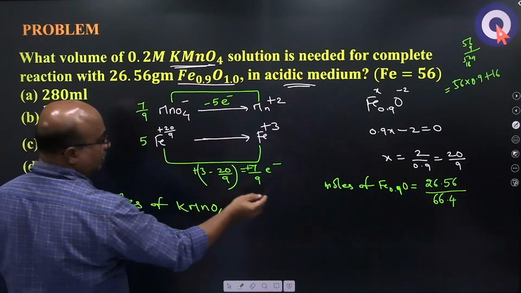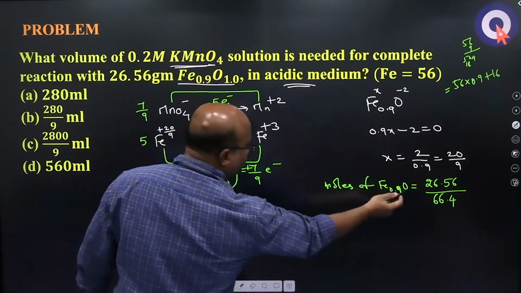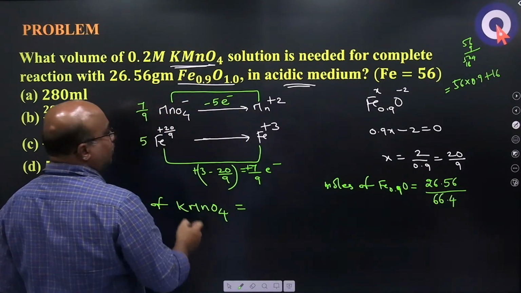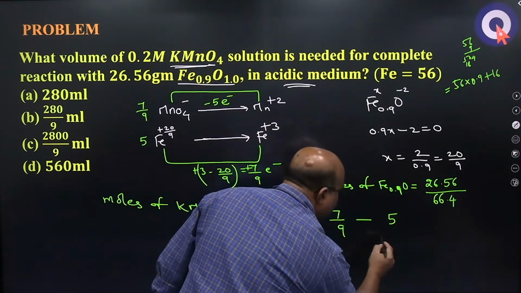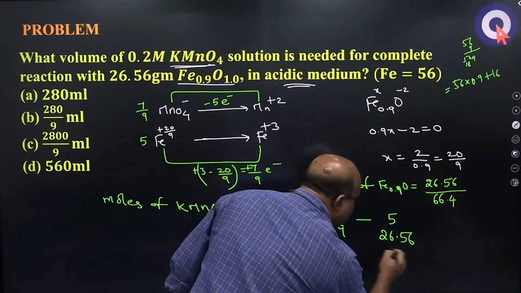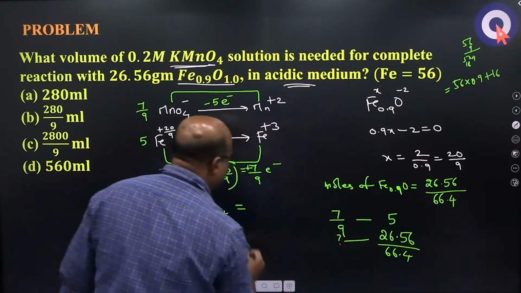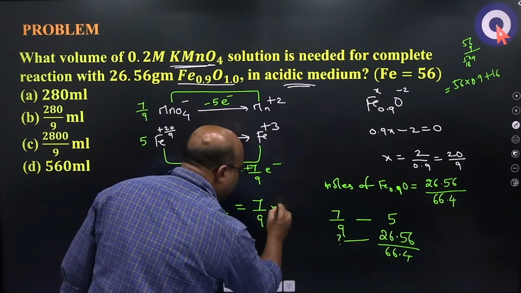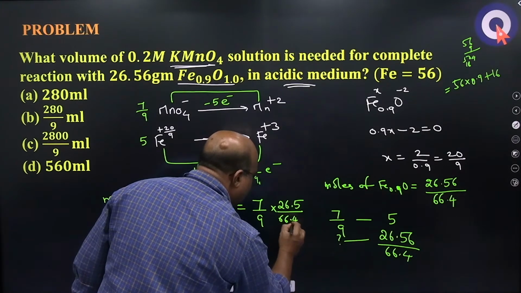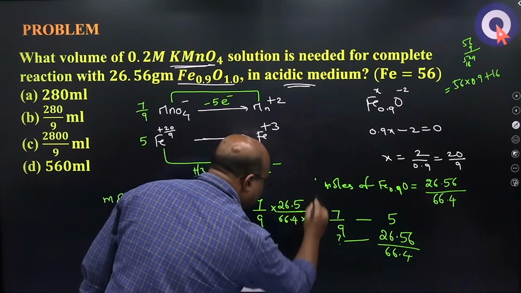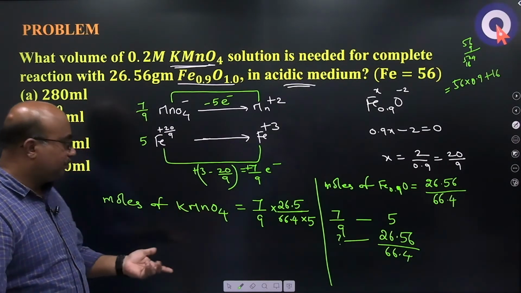So if this is 5, this is 7 by 9. The number of moles of this is 26.56 by 66.4. So for 7 by 9 we require 5; for 26.56 by 66.4 moles, how much of this is required? Cross multiplying, 7 by 9 into 26.56 by 66.4 divided by 5. So this is the moles of KMnO4 that is required.